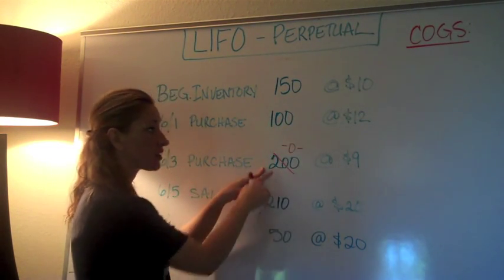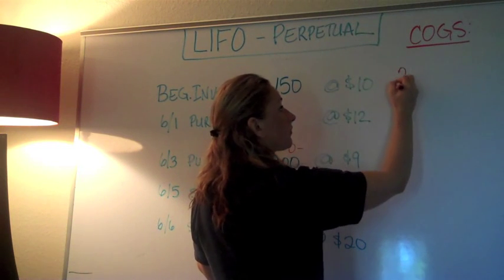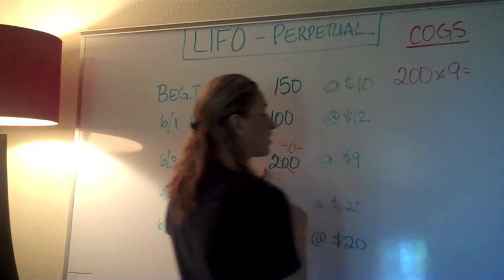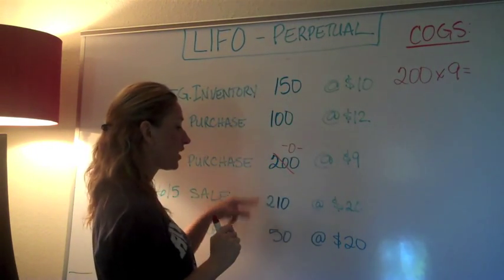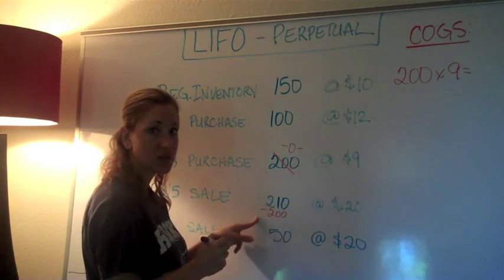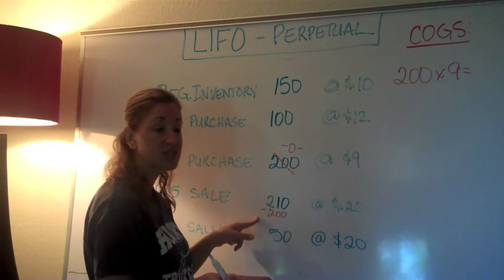So we're going to go ahead and take all 200 of this, reduce that down to 0. I'm going to record this over here. The 200 times 9. I'm going to subtract 200 from here. 210 minus 200 gives us 10 more units that we need to account for.